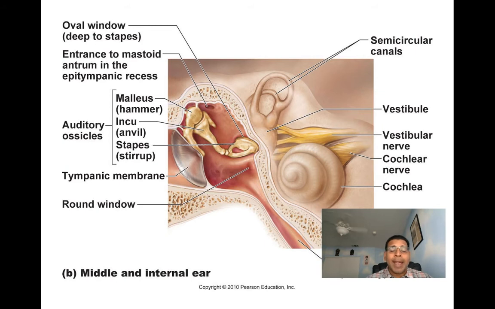These ossicles are going to transmit the vibratory motion of the eardrum onto the oval window, which in turn is going to set the fluids of the internal ear into motion, eventually exciting the hearing receptors that are found inside that internal ear.